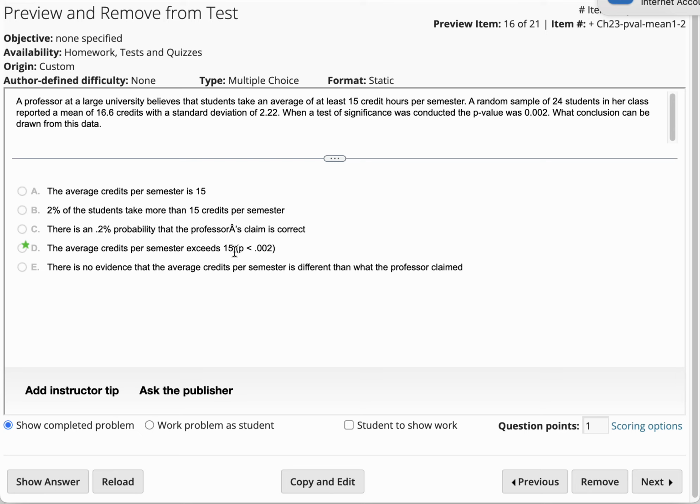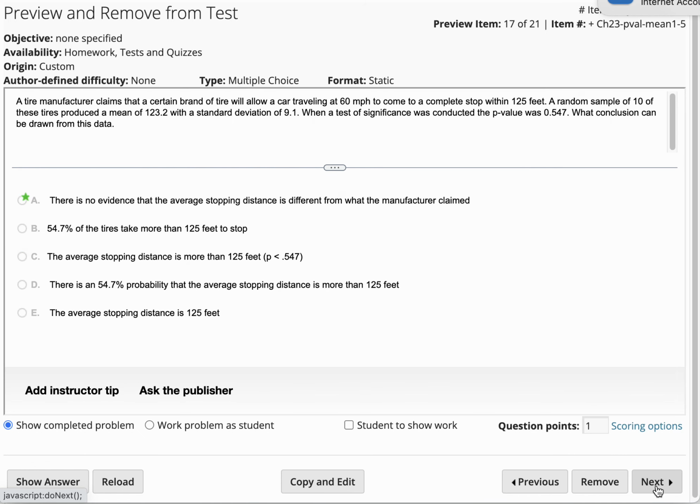So we're not rejecting the null hypothesis. It could be true. And the p-value is 0.002. And that's basically saying there's less than a 0.002% chance that we were incorrect in rejecting the null hypothesis. We're getting there.